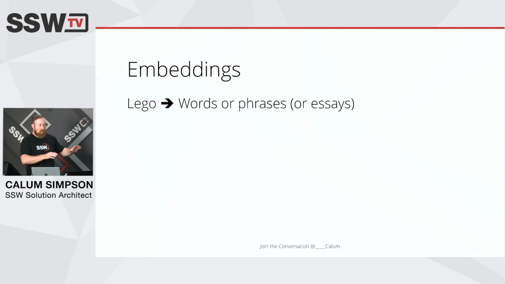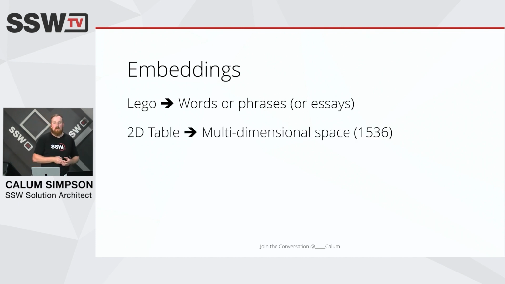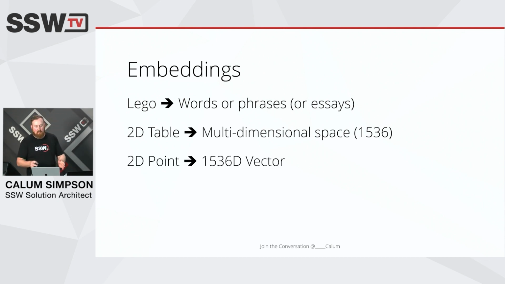So there's a 2D table in our Lego example and our colored shape example. In the world of embeddings, we're actually dealing with multi-dimensional space, which is, at least for me, a lot harder to visualize. But for the OpenAI embeddings, we've got 1,536 dimensions. So basically, each embedding is an array with 1,536 numbers in it, and those numbers indicate the location in multi-dimensional space of the embedding. In our example, we had a 2D point, a point based on the color, a point based on the shape. With embeddings, we've got a 1,536 dimensional vector.